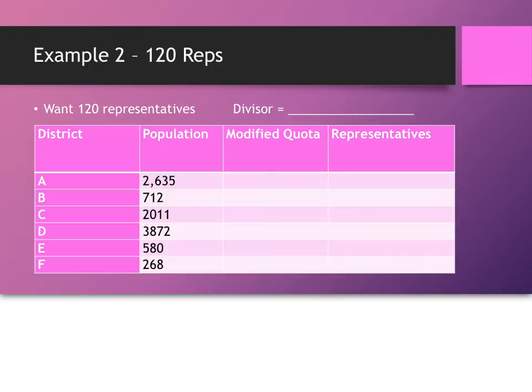All right, so I want you guys to try this one. Try to get the right divisor, get the modified quota and number of representatives. Again, we're using Adams' method, so you're going to pick a divisor which is bigger than the standard divisor. And just for reference, our population is 10,078, and we want 120 representatives. So your standard divisor was 83.98. So you want to pick a number which is higher than that so that the number of representatives adds up to 120. So try that, and again, push pause on the video, try that, and I'll come back and do it.